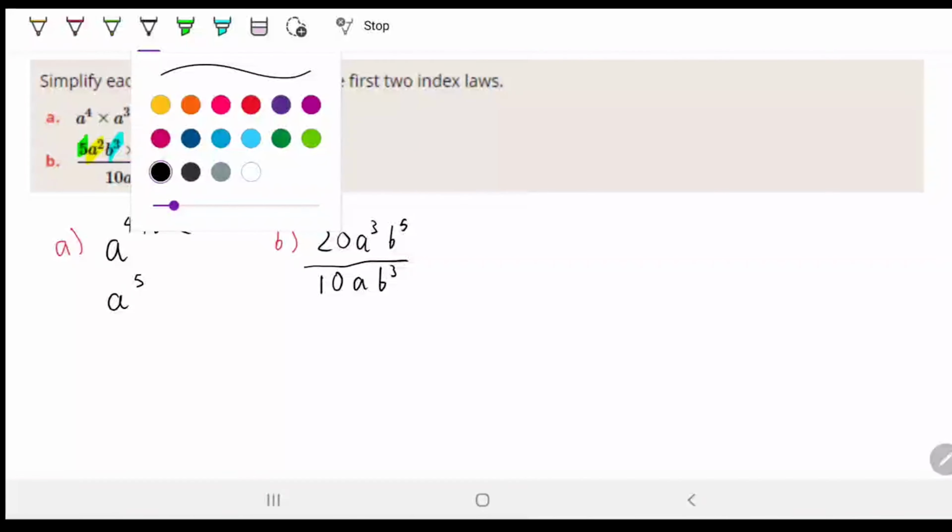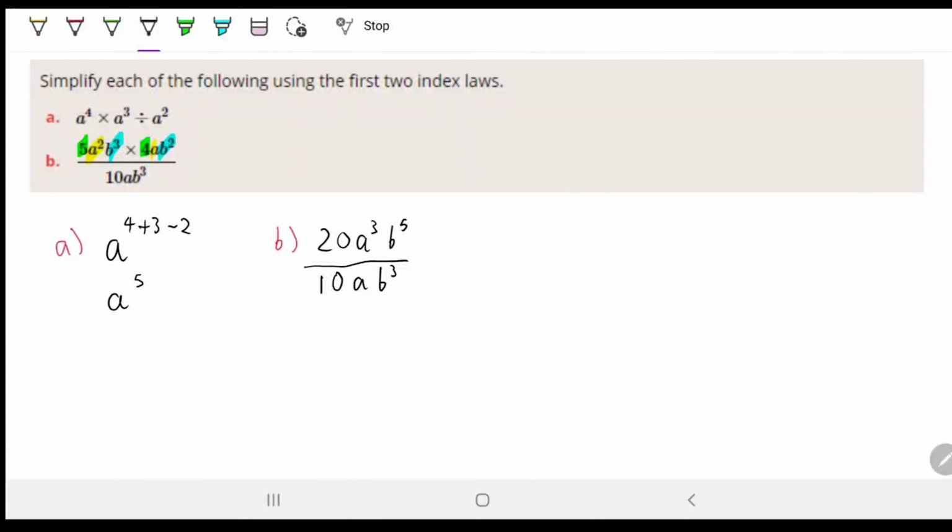So we've completed the first step, just combining the top parts of this question. Now, we're not done yet. We can still divide. So 20 divided by 10 will give us a value of 2. So if you divide these over, that gives you a 2. a to the 3 divided by a will give us a to the 2. Remember, if it's divide, you can minus the powers. And b to the 5 divided by b to the 3 will give us b to the 2.